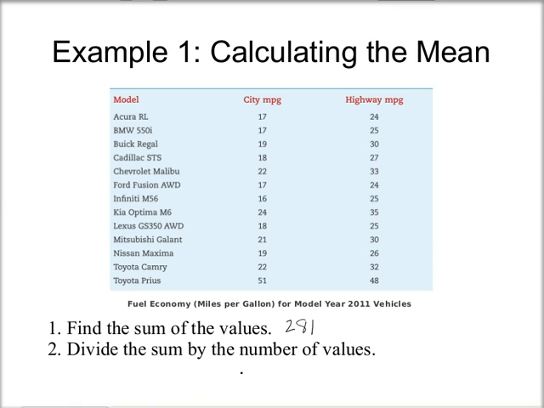281 as the sum. Now I want to divide the sum by the number of values. In my chart here I have 13 different cars, so my number of values n is 13. Then my mean x bar is going to be given by the sum, which is 281, divided by the number of values, 13. If I plug that into my calculator and round to one decimal place, I will get 21.6 miles per gallon is the mean miles per gallon of all those cars.